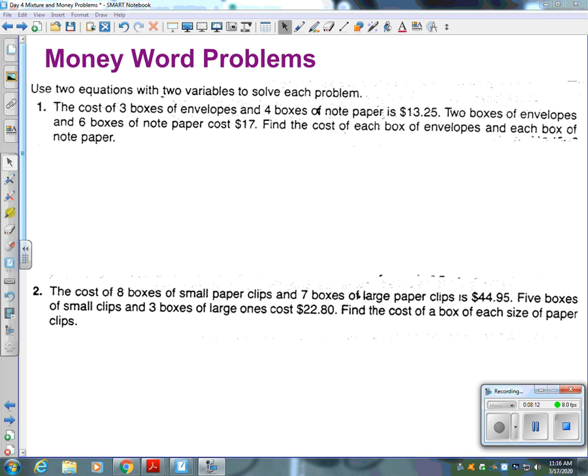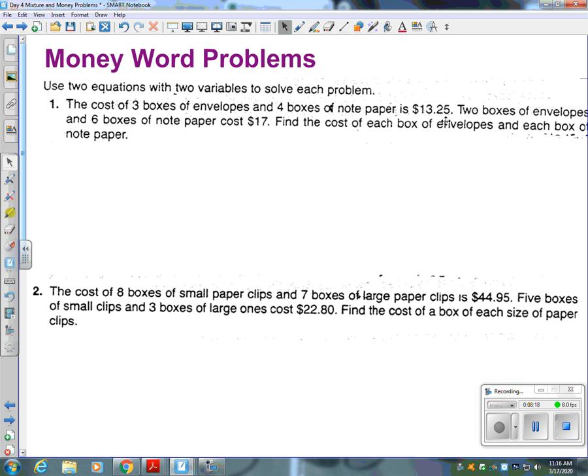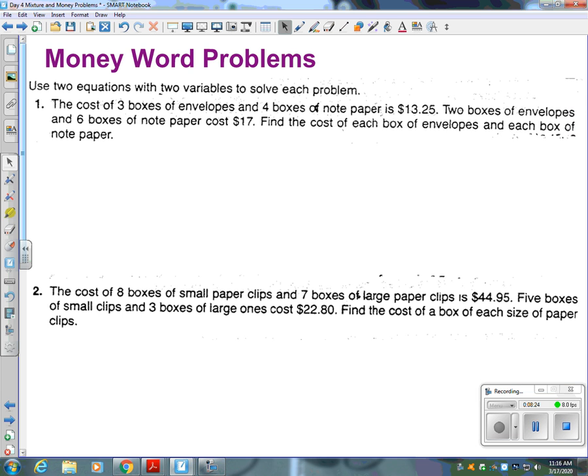Be careful, because sometimes they will throw words in there that mean the number. So for example, 2. I know some of you are used to looking for numbers, but they're not always there. So you need to look for words that represent numbers in these word problems. So find the cost of each box of envelopes and each box of notebook paper.